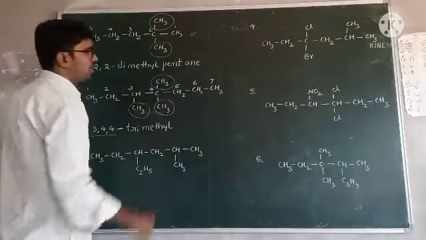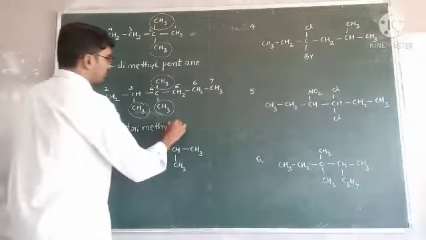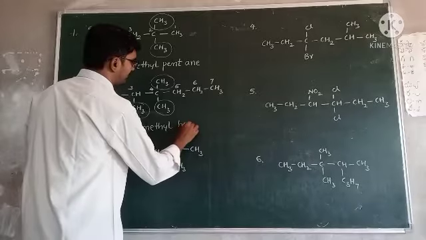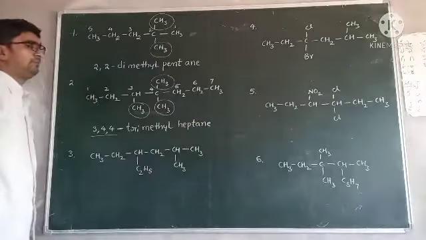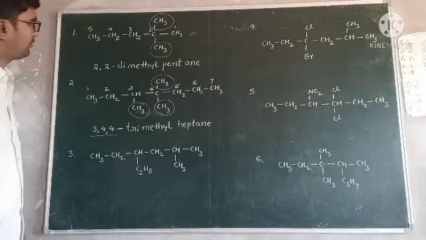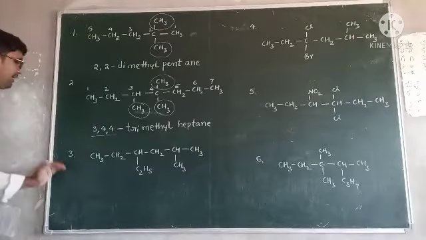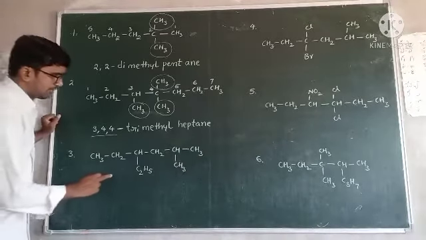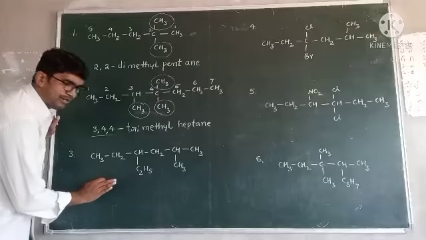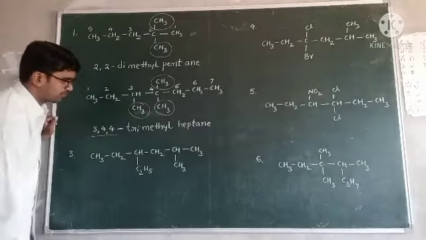How many carbons are in the long chain? 7 carbons. So heptane, because the bond type is only single bonds and there is no functional group. Completed. Come to the third one. In this third one, no functional group, no multiple bond, only substitutions are present.